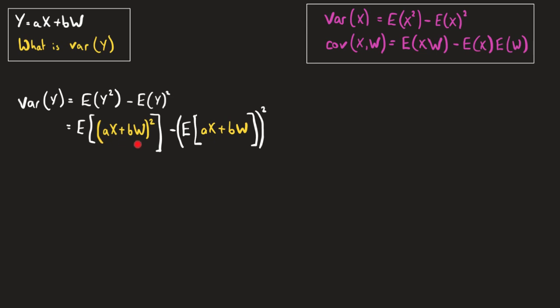Well, the first thing to note is we know how to expand out a square. So we know that ax plus bw squared is the same as a squared times x squared. We're squaring the first term, plus we square the second term, b squared w squared, and then we've got two lots of the cross product terms, so ab times xw. And before, remember, this was all in an expectation, so we still have to take the expectation in there. So we've got the expectation of a squared x squared plus b squared w squared plus 2ab times xw.